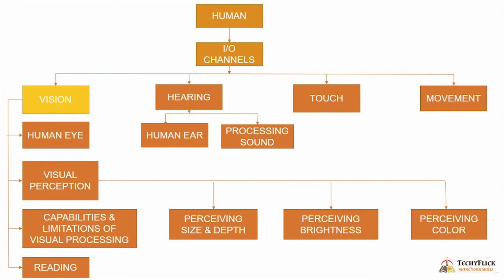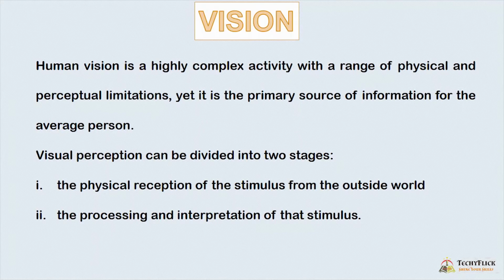Next, vision. Human vision is a highly complex activity with a range of physical and perceptual limitations, yet it is the primary source of information for the average person. Visual perception can be divided into 2 stages: the physical reception of the stimulus from the outside world. Next is the processing and interpretation of that stimulus.